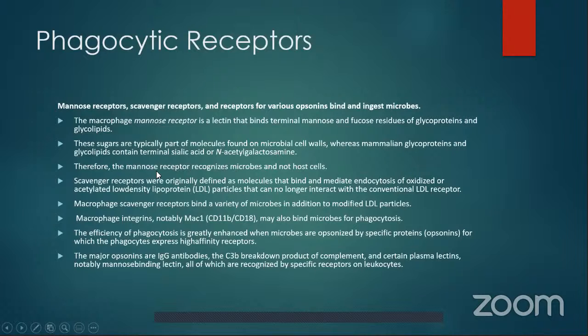Second kind of receptors are called the scavenger receptors. What are the scavenger receptors? They were originally defined as molecules that bind and mediate the endocytosis of oxidized or acetylated low-density lipoprotein particles that can no longer interact with the conventional LDL receptor. So basically, they were there to scavenge and remove what is no longer needed for the body.